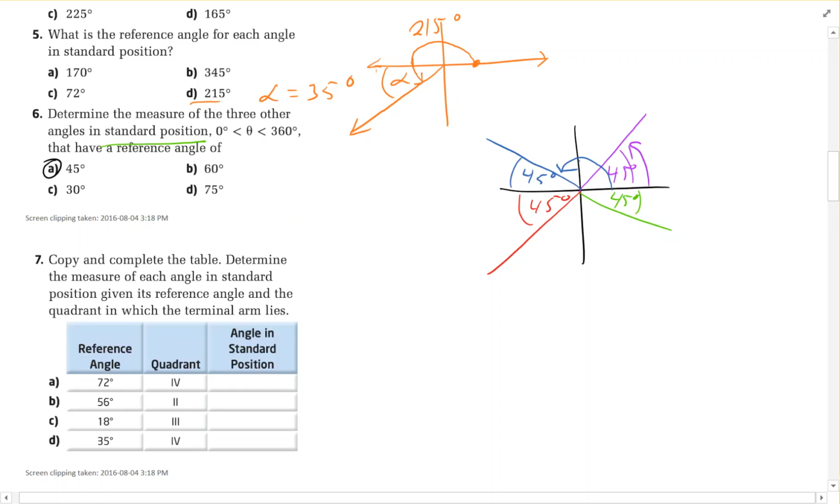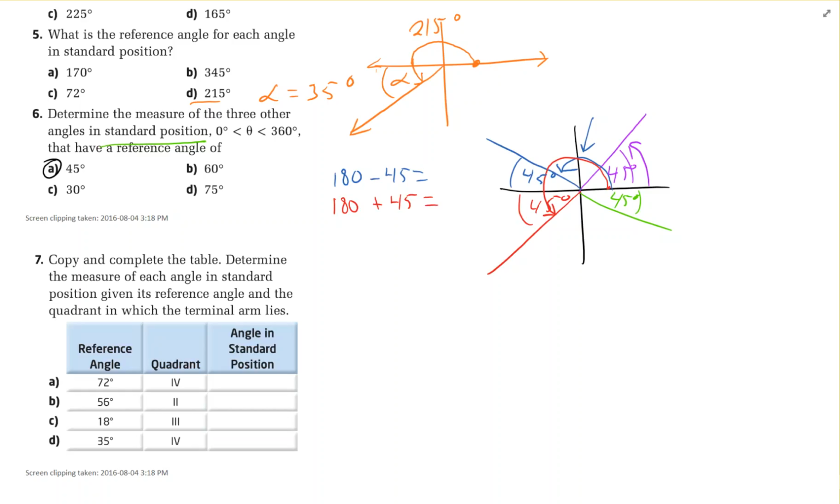But then for the next one, it would be from this arm to there. So how would you find that? Well, you would just go 180 minus 45, and that would give you this angle. The next one, it's still going to be from here, but now to the red arm. And to do that, that would be 180 plus 45. I'll let you guys figure out what that is. And then the green one, again, it's coming from here. It's going to go all the way around to that point.